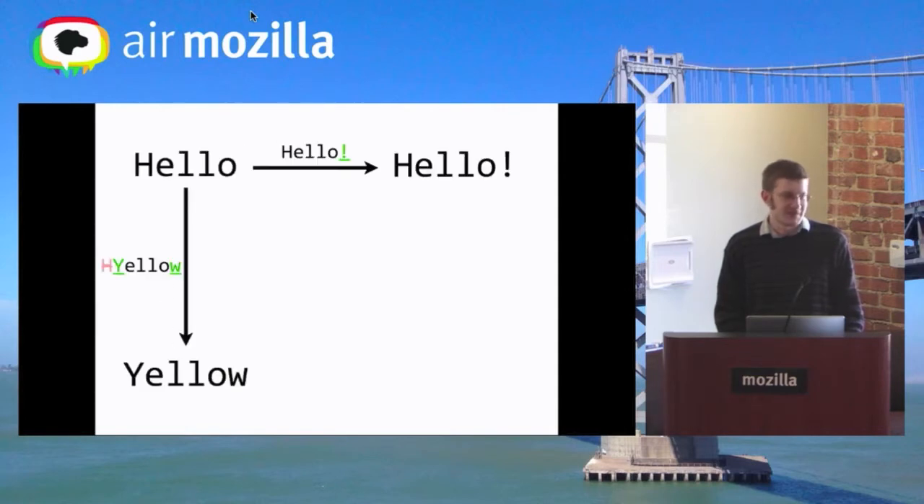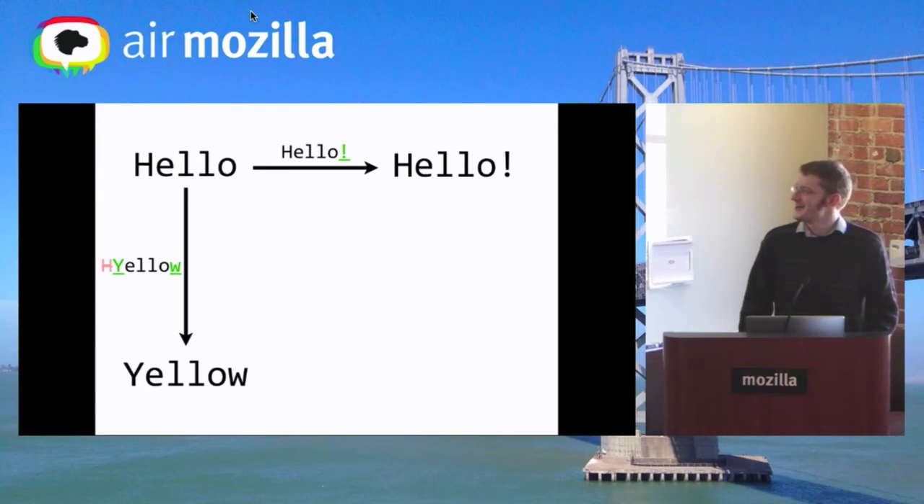This fits on the screen better if I use a word instead of a sentence. These changes won't be very realistic because usually people don't edit the word hello into the word yellow, but it's easier to draw that way. So one person takes hello and adds an exclamation point. Editor B on their own computer changes a couple of the letters and turns it into yellow.